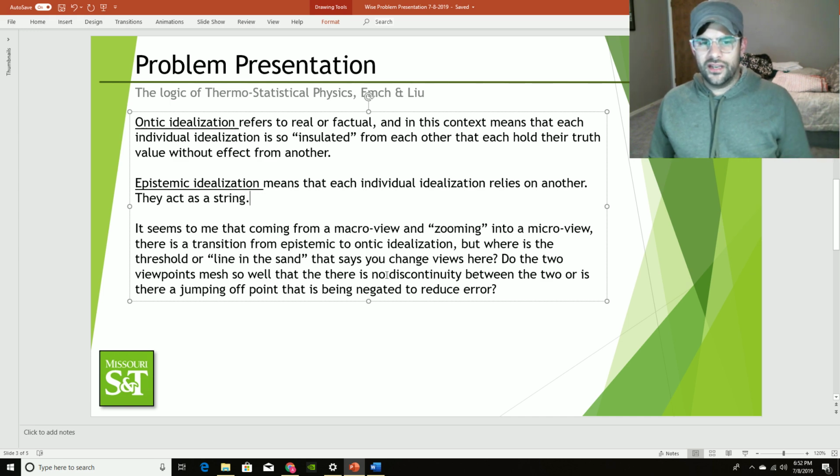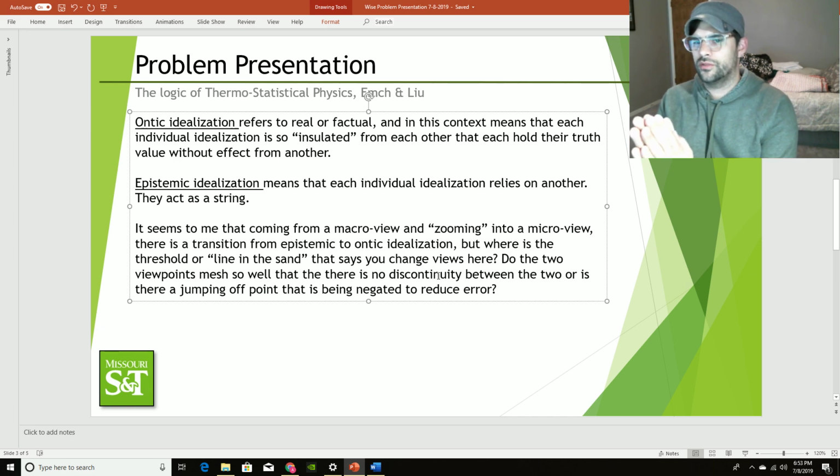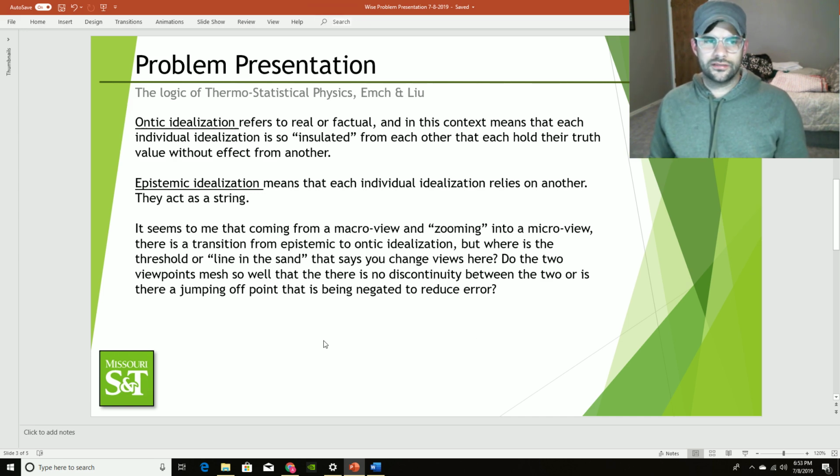I kind of think that it's right here. There's a discontinuity. It's like you use one all the way up, and then as soon as you get to this certain point, it's like, oh, the other one takes over, and then you just go this little bit, and that's it. I could be completely wrong about that.